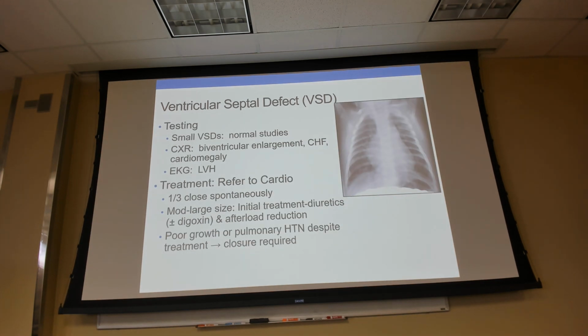Most of the time for your small ones, you're going to see pretty normal everything. You might see a little bit of enlargement on chest x-ray because everything is over circulating and all those muscles have gotten bigger to compensate for that. You might also see some extra fluid in the lungs. So you're going to have that pulmonary edema or congestive heart failure as well. And these ones are going to refer to cardiology.